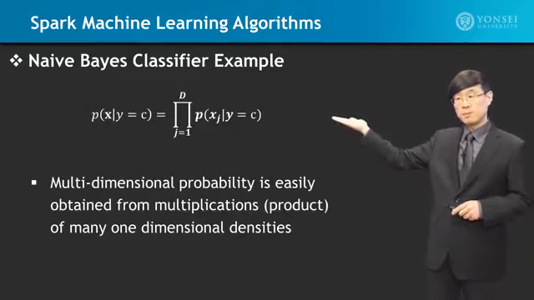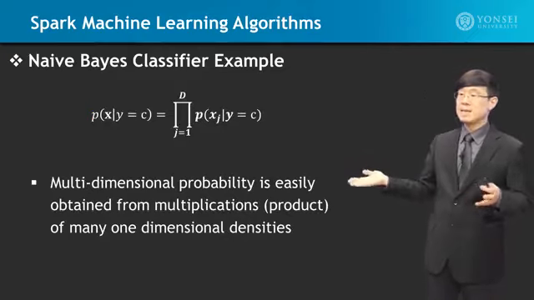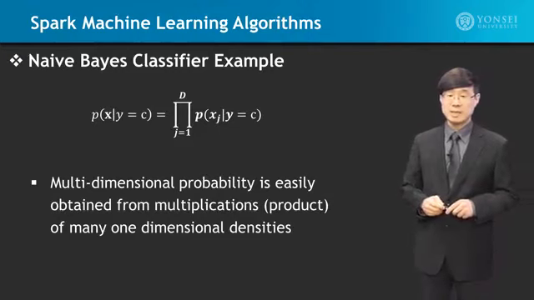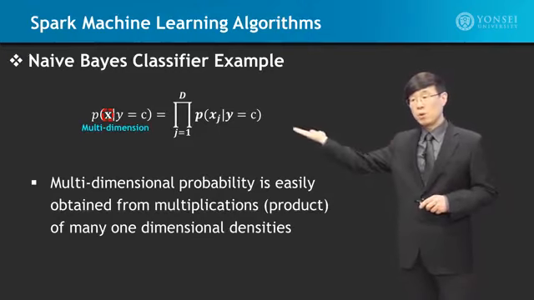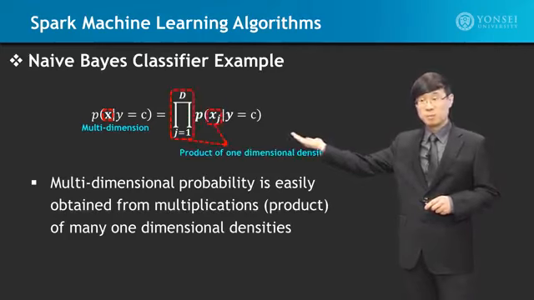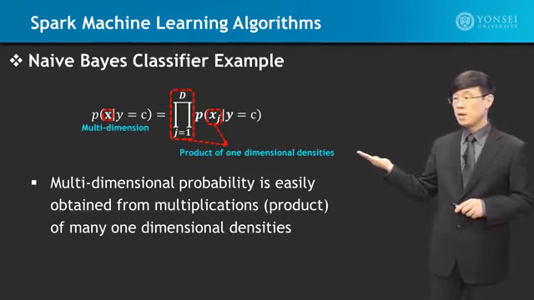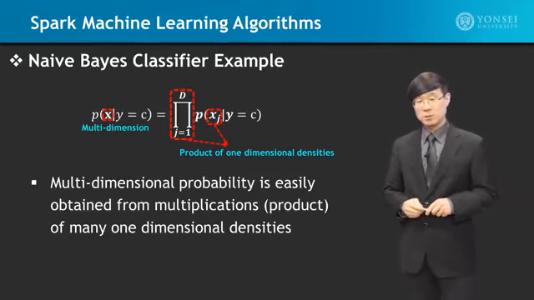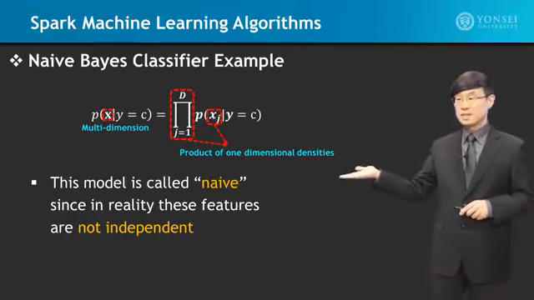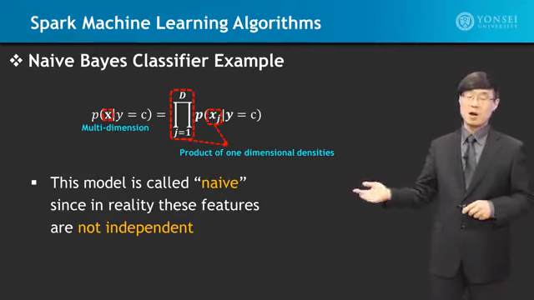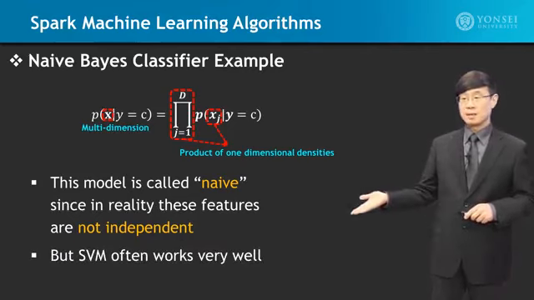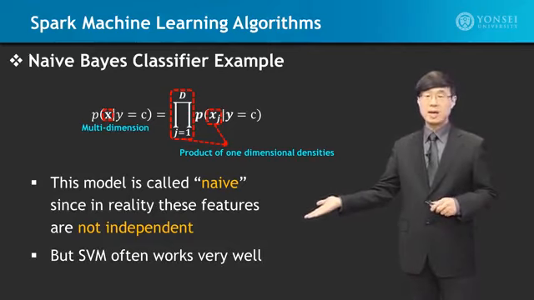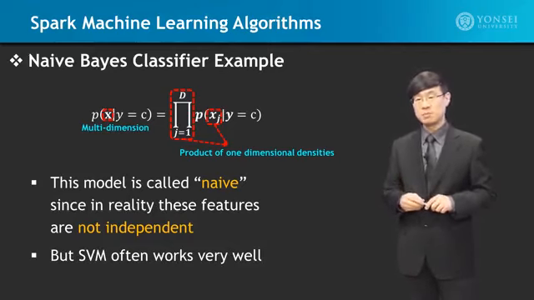Looking further into the formula, a multidimensional probability is easily obtained from the product of many one-dimensional densities under the assumption, where originally X is a multi-dimensional variable, and the product of one-dimensional densities is used to get the overall multi-dimensional value. This model is called naive since in reality these features are not independent, although they were assumed to be. The naive Bayes classifier technology actually works very well in many cases. And because of its simplified computation, it is very popular.